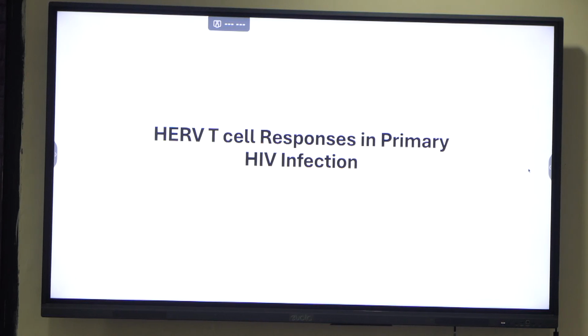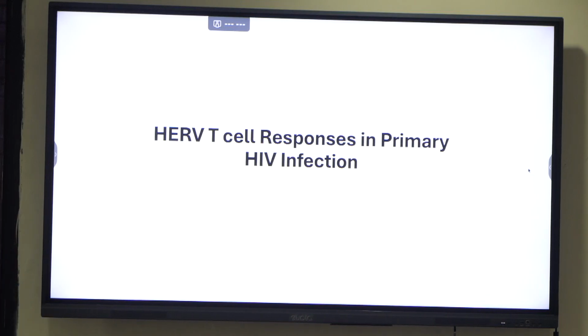So that particular cell that releases interferon gamma is captured by antibodies. We have capture antibody, cells, followed by detection antibody, and we develop a blue spot. The number of blue spots we count gives the number of spot forming units per 1 million of PBMC that we add. So the higher the number of spots, the higher the magnitude of HERV-specific T cells, right?